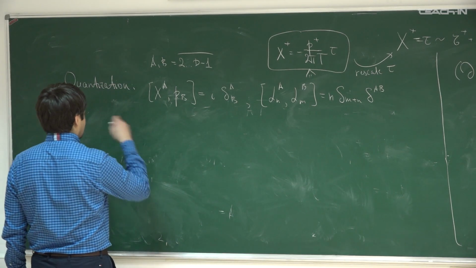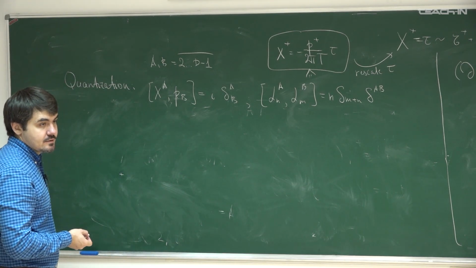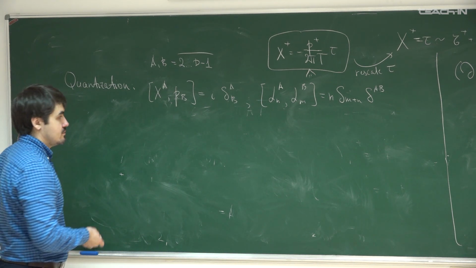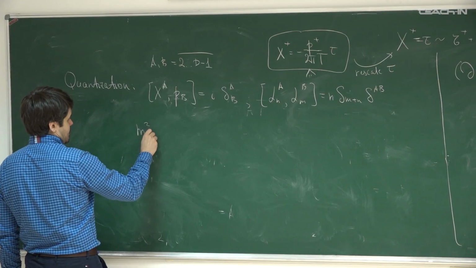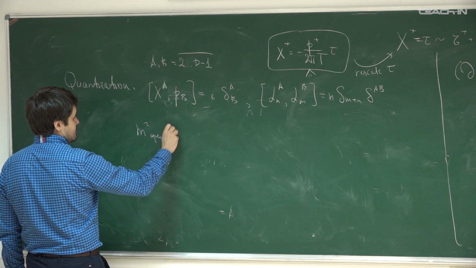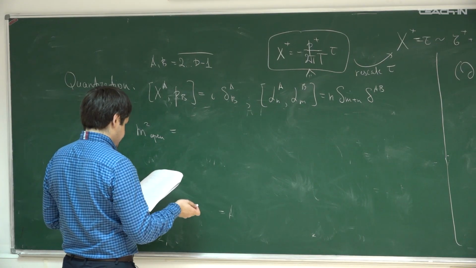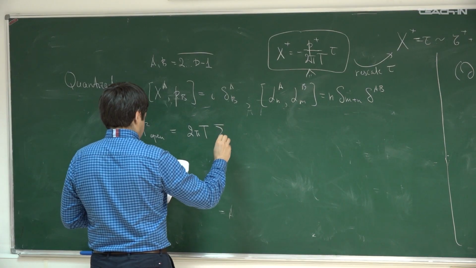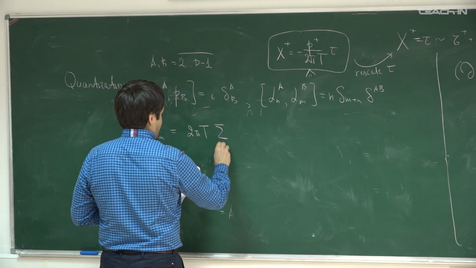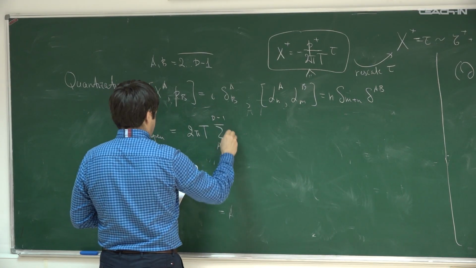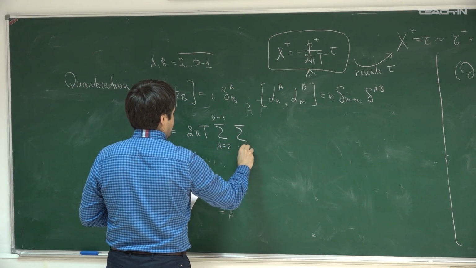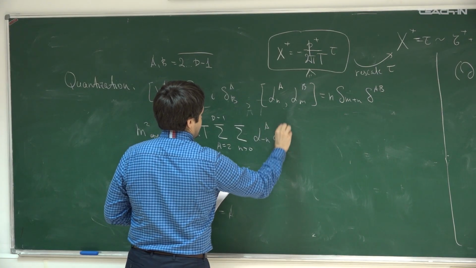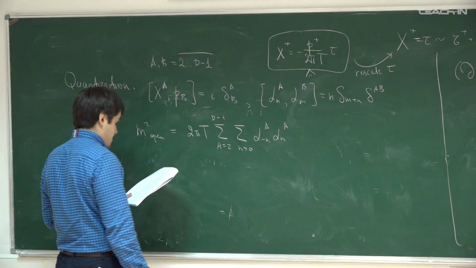Well, recall the main formula we derived in classical theory was the mass formula for the open and closed string, right? So the square of mass as a function of the oscillators. In the open case, this is 2 pi t times a sum. This was this formula.